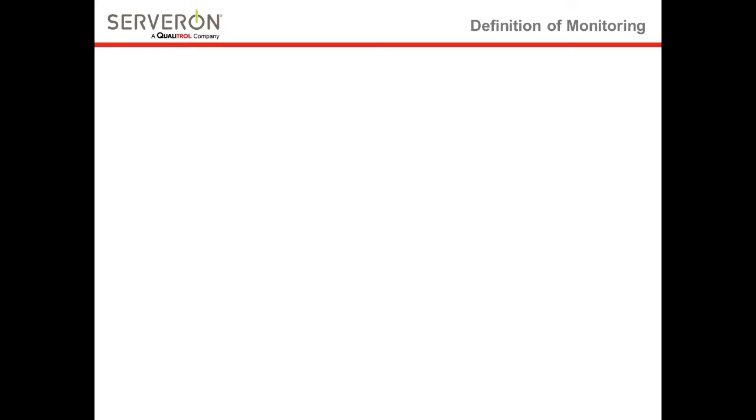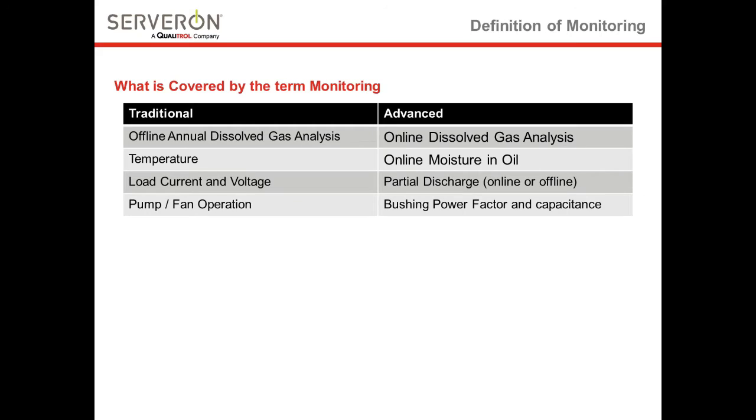So first of all, what is covered by the term monitoring? This can be divided into two broad groups: traditional monitoring and advanced monitoring. Generally we would consider traditional monitoring to be something that would already be in place on your transformer, or a relatively low-tech type of monitoring.